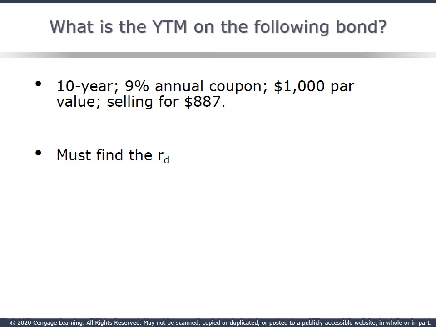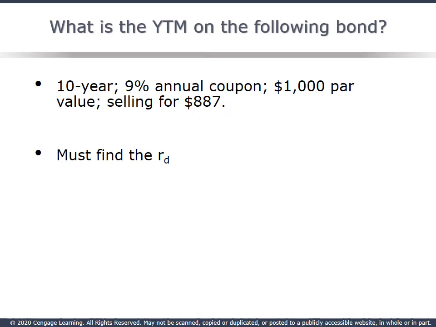So let's say that we have a 10-year bond with a 9% annual coupon, $1,000 par value, and we can buy it today for $887. So if we buy it for that price today and then receive $90 coupon payments every year for the next 10 years. In that final year, the 10th year, not only are we receiving that $90 coupon payment, but we're also receiving the return on the par value. What is our yield? What's our return on that investment?